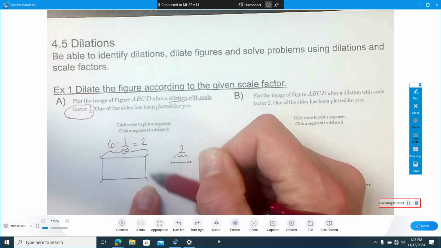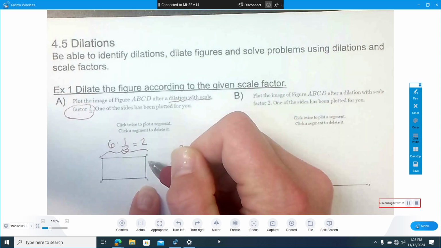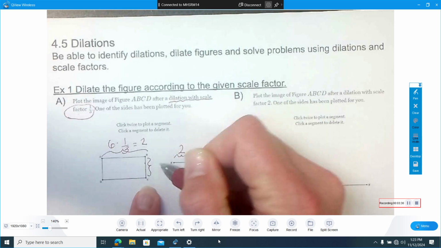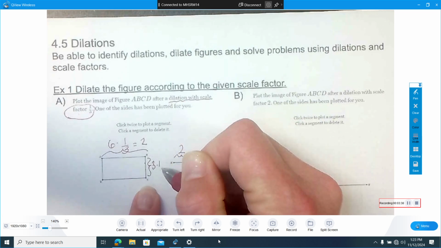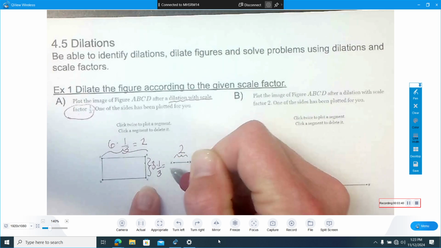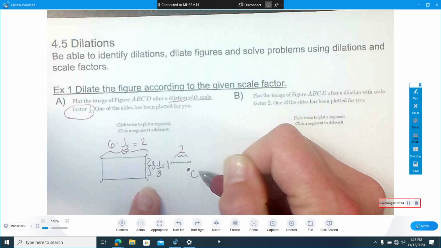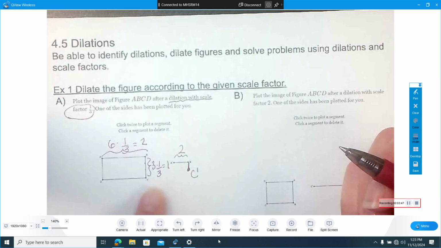We have side BC here. How long is it? 3 spaces. 1, 2, 3. And what is 3 times 1/3? 1. So we are going to go down one little bit there, and that is C prime, and connect those up.